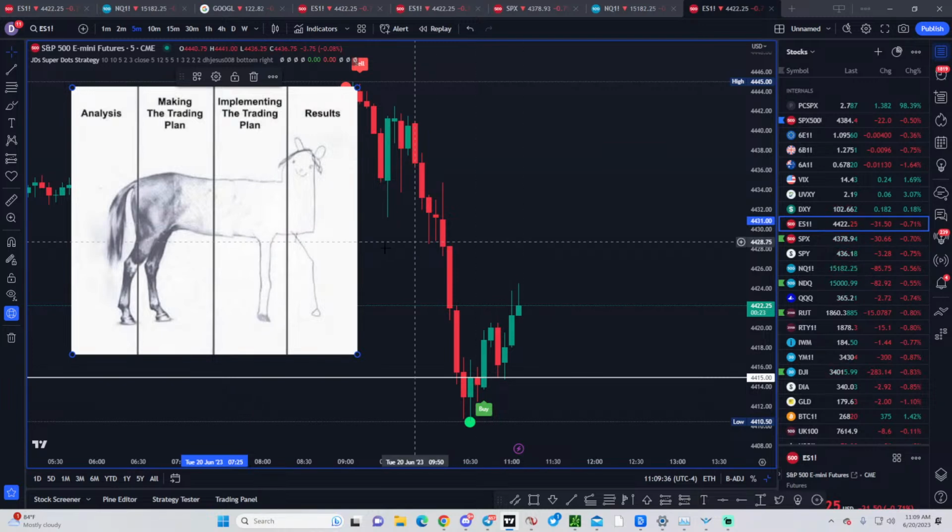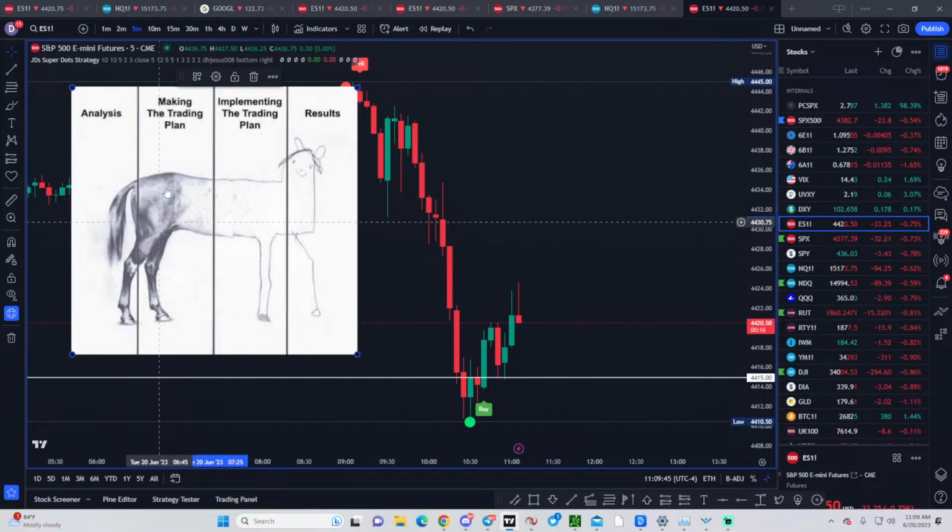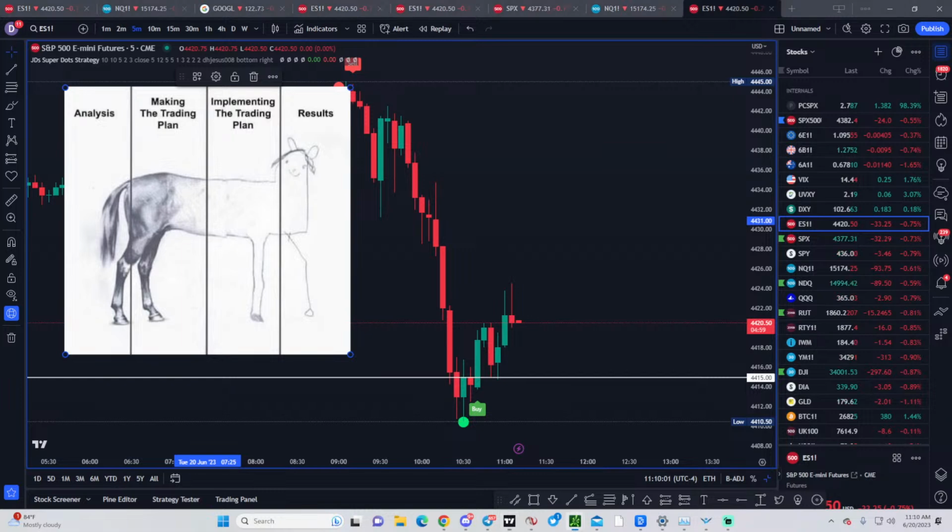So most importantly, the analysis. I take a lot of time to put into the analysis to give you guys levels. There's a lot of work that goes into creating the trading plan, the implementation of the plan, and the results. You own the results. You own the implementation of the plan. I own the analysis and I own the making of the trading plan. Those are my responsibilities, and obviously I do trade those levels as well.